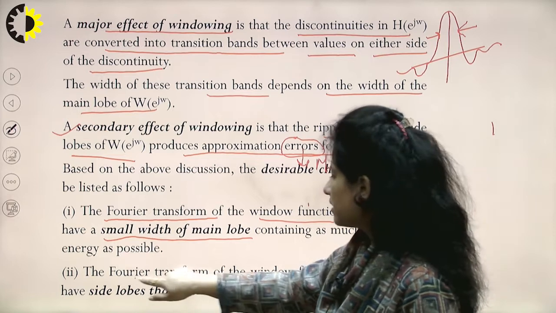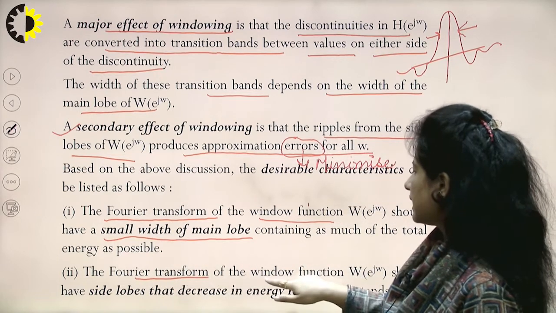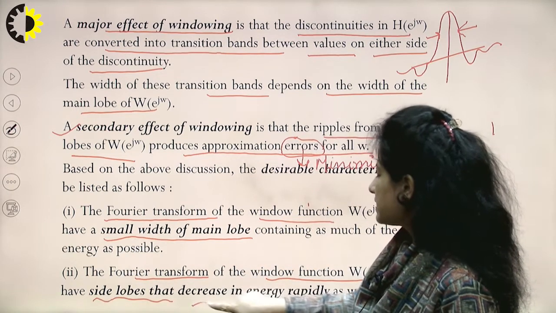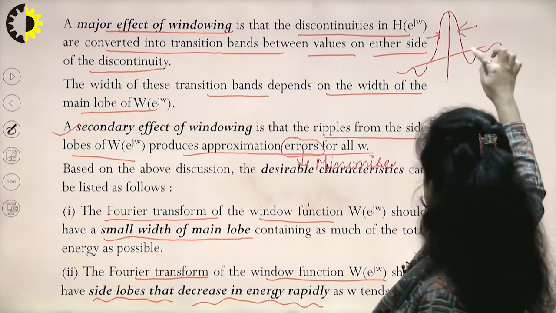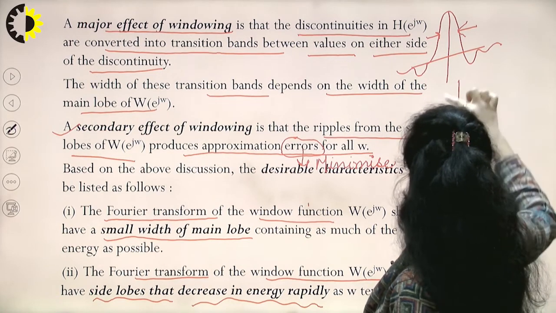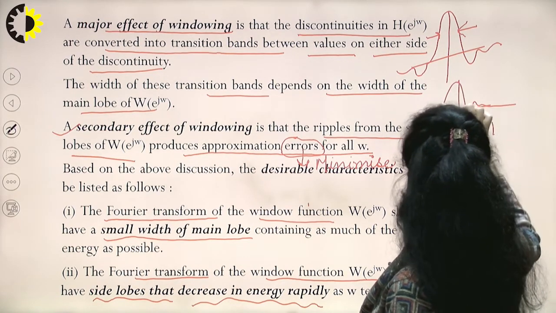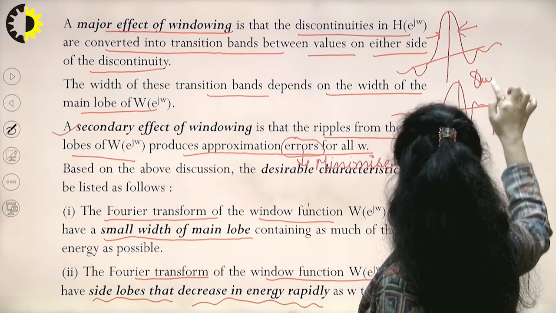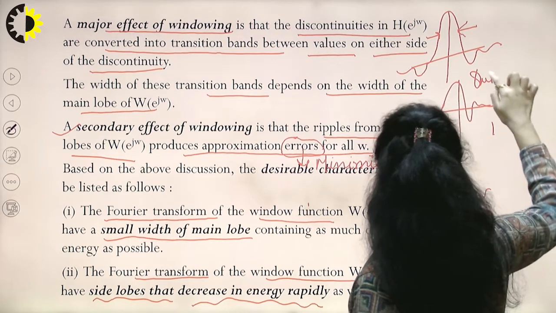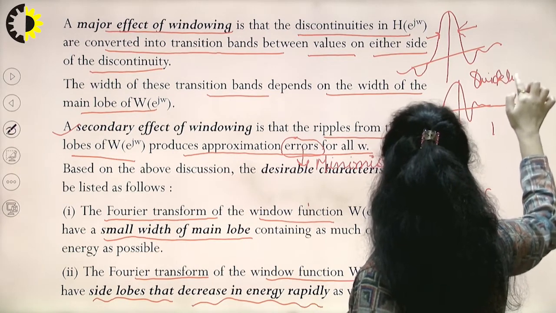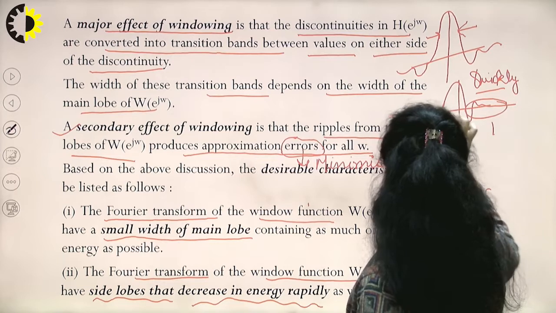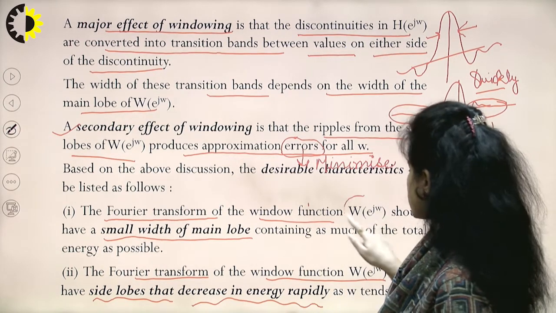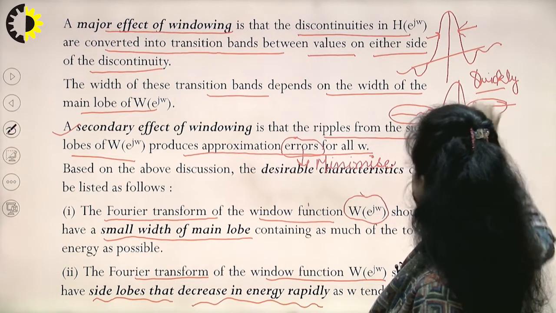Second, because of the Fourier transform that we are taking for this window function, it should have side lobes whose energy decreases rapidly. The speed at which the side lobes decrease should be such that they decay to 0 very quickly. That means the stop band should have a minimum number of samples. So we have to design window functions which satisfy these two properties.